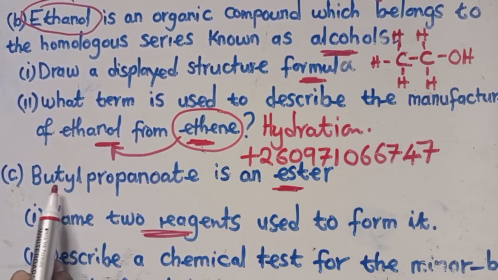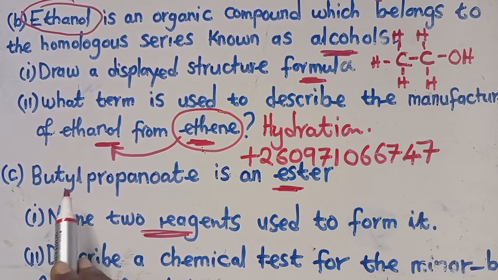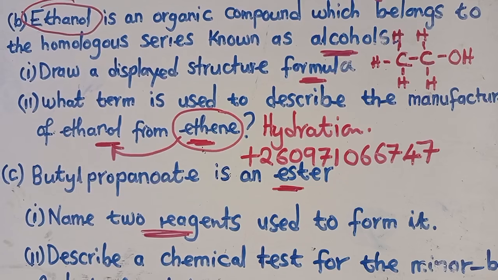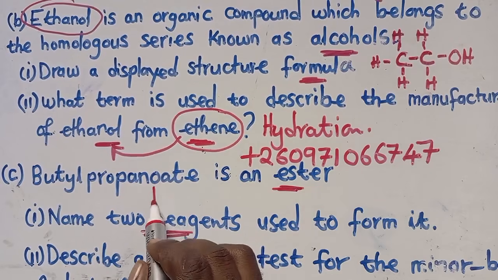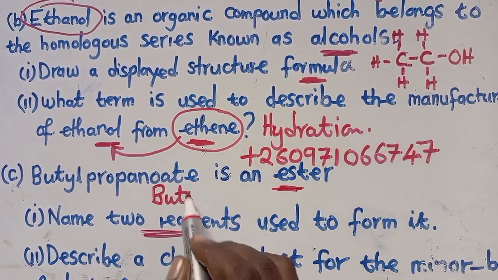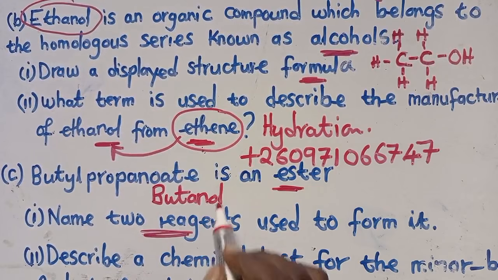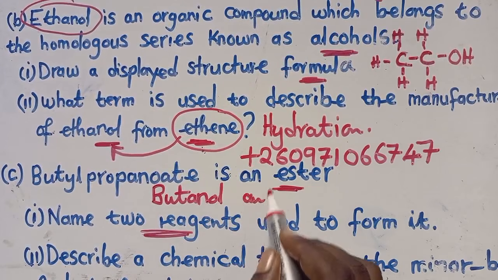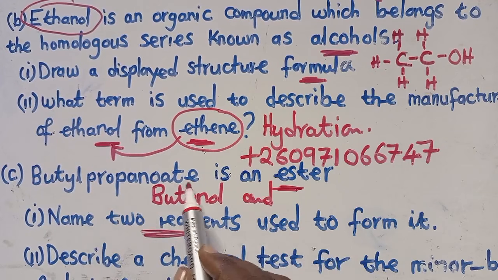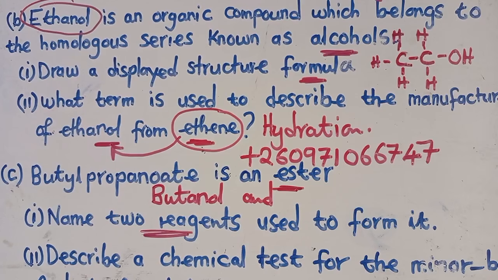So this one that becomes butyl, meaning it was butanol. This is coming from an alcohol. So what are you going to do? You write, that is butanol. And this one, butanoate, meaning it was butanoic, but since it is forming an ester, it changes to butanoate, propanoate.